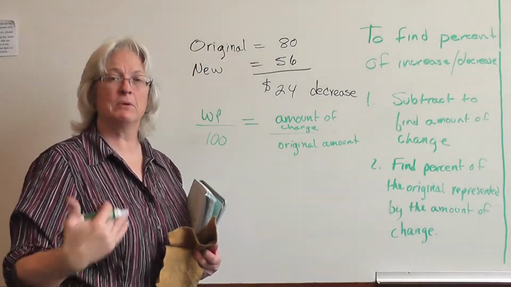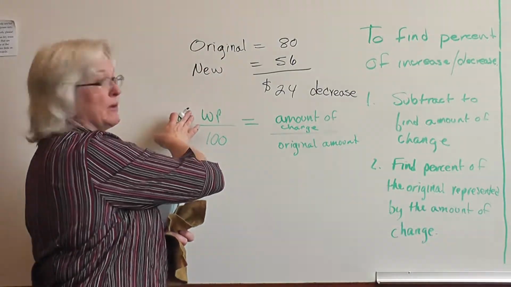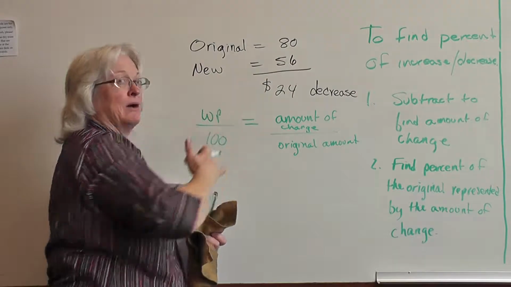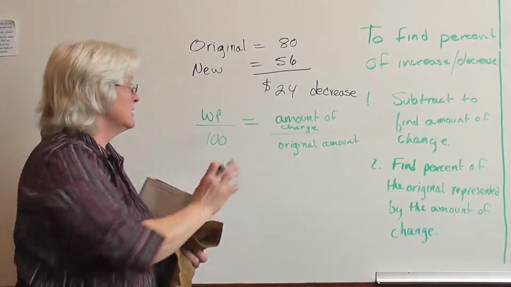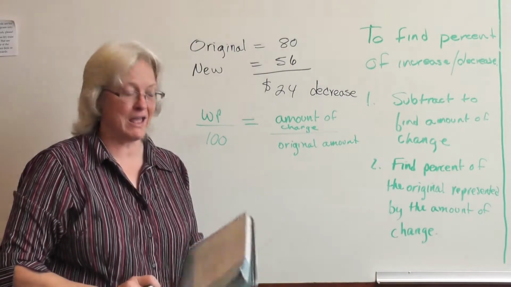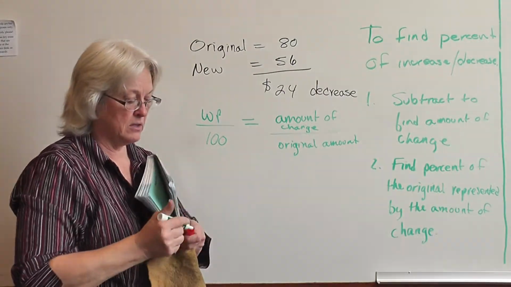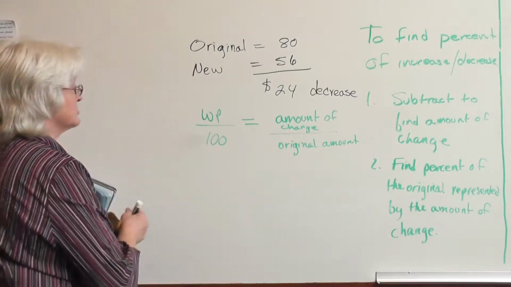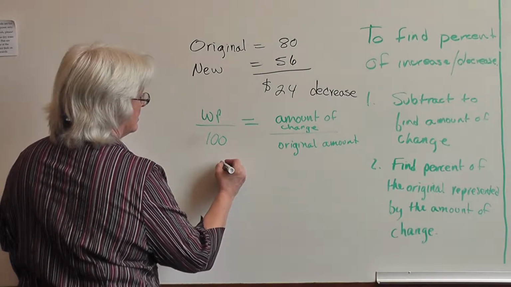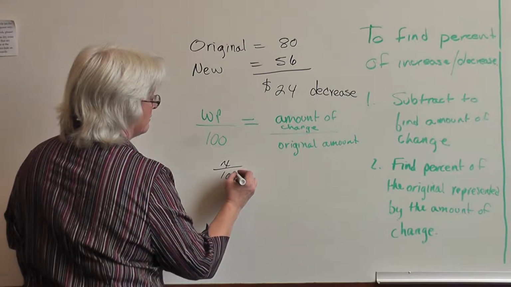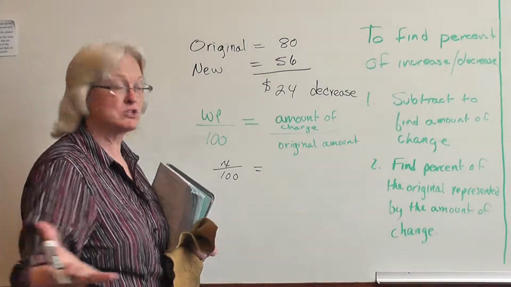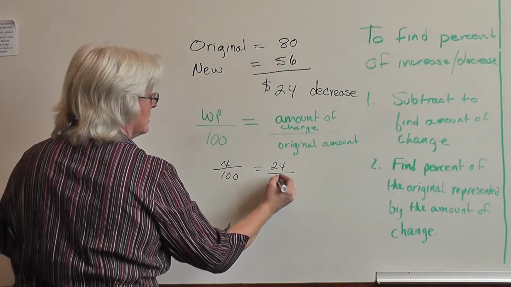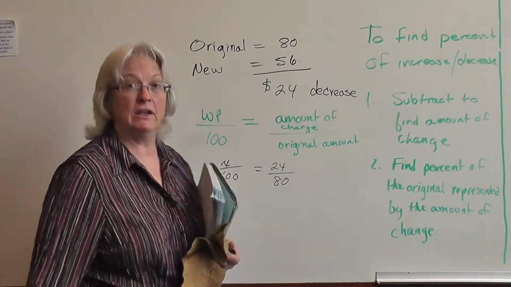See, we have the same pieces of information. We had what percent of the original amount equal the amount of the change. So we've just set this up slightly differently because we're setting this up as a proportion. We can just use n or x to be the variable that represents the amount of change. So we're going to have x over 100. What's the amount of our change? $24. Set equal to the original amount of $80.